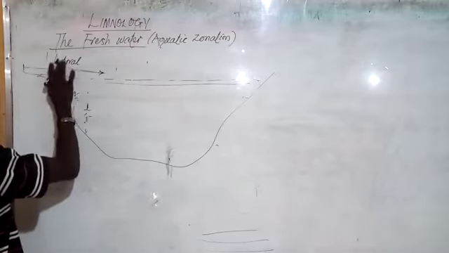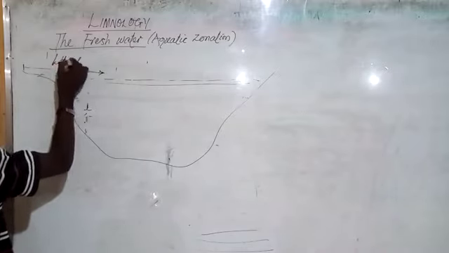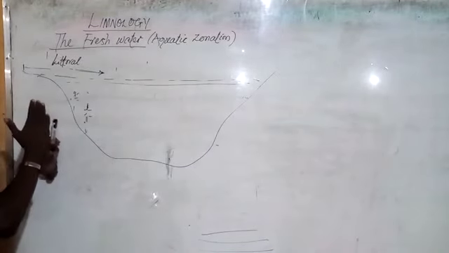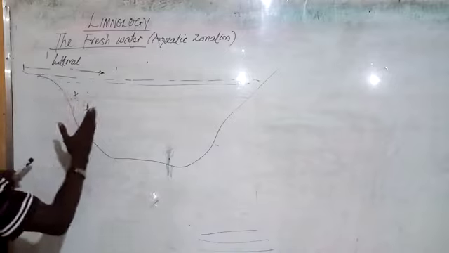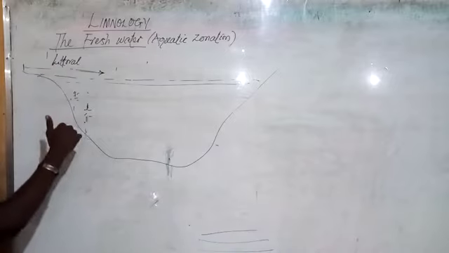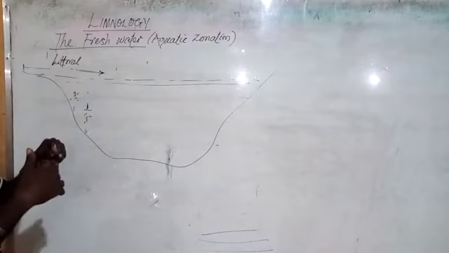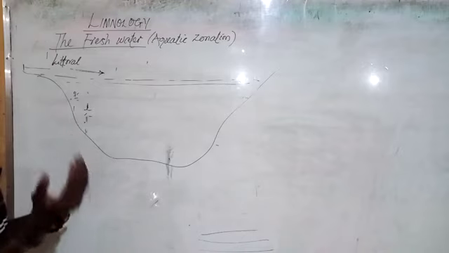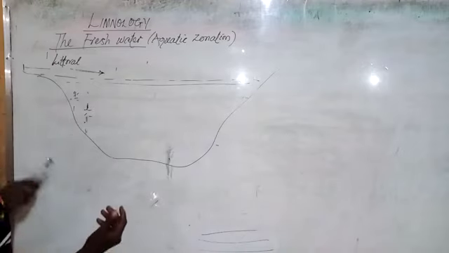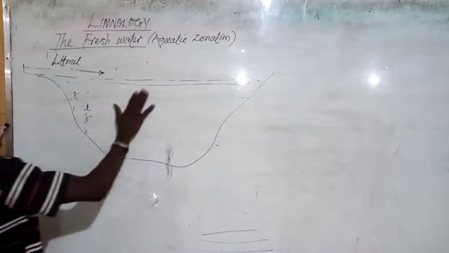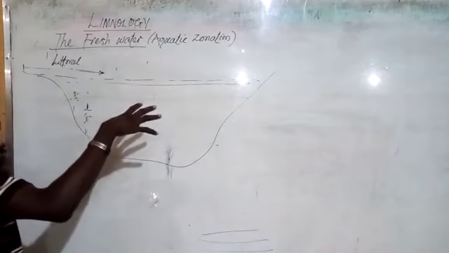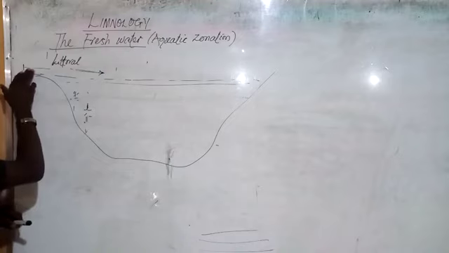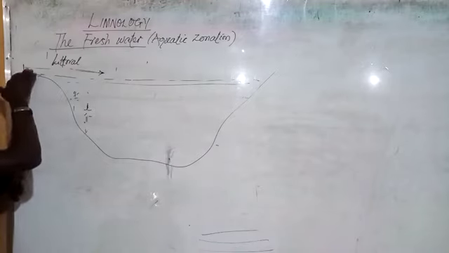As a matter of fact, the word littoral is gotten from a Latin word littoris, which means shore, close to the shore. So from here to here we have the littoral zone. Now, in the marine ecosystem, the littoral zone can be likened to the intertidal zone. So if this basin fills up during high tide, it always overflows to this shore.